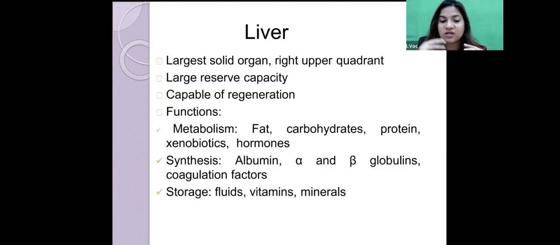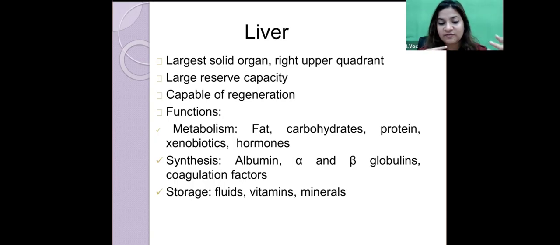The next function of the liver is the storage function. The liver also acts as a reserve for the storage of different compounds. One such example is that it stores glycogen, trace minerals, iron, and vitamins A, D, and B12.